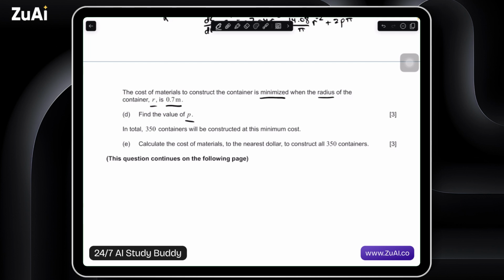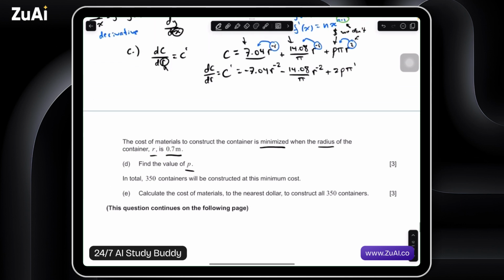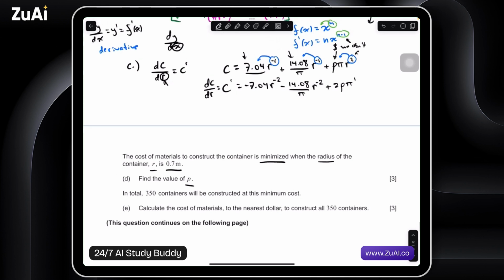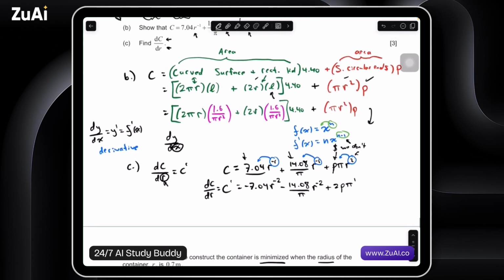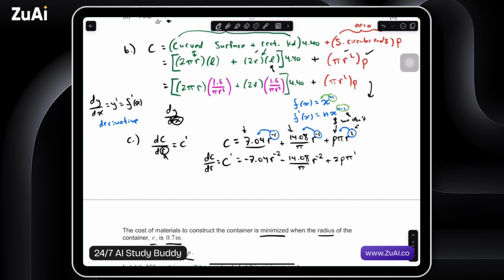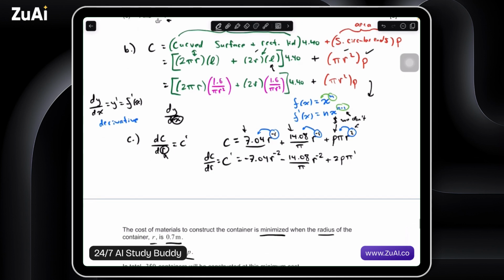The cost of the materials to construct the container is minimized when the radius of the container r is 0.7 meters. Okay. So, what can we do? The cost of the container is minimized when r is equal to 0.7. So when r is equal to 0.7, the cost of the container is minimized.